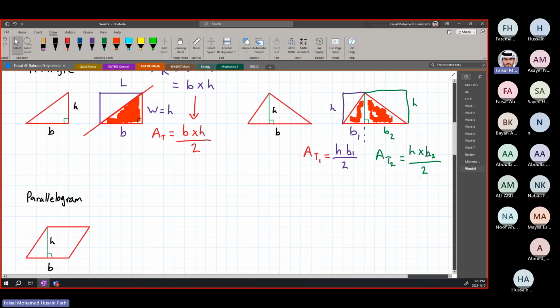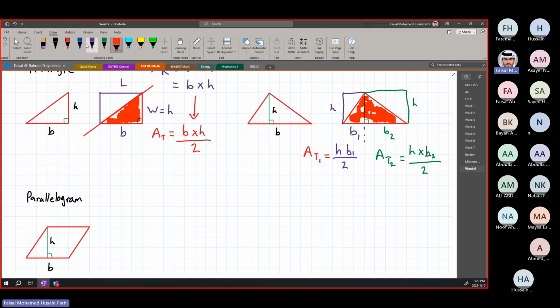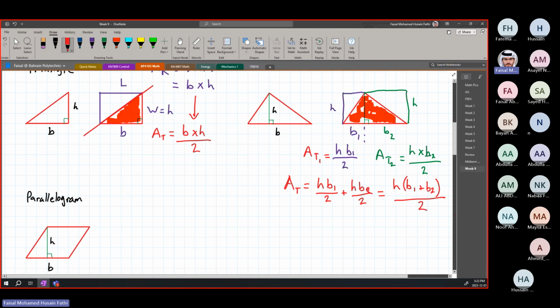Now we just need to sum them up, like group them, because we need to find the total area of the triangle, the whole red part. So we have to add the two areas. If we add them, the total area, AT, is going to be h b1 over 2 plus h b2 over 2. If we rewrite this, it's going to be h times (b1 plus b2) over 2. I just grouped them and took out the h as common.